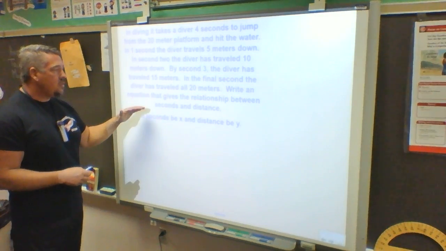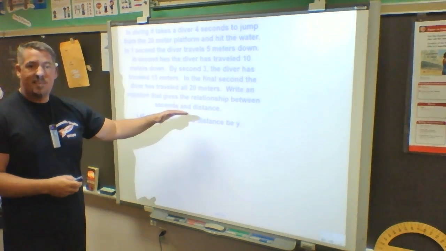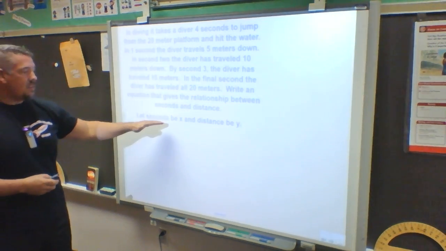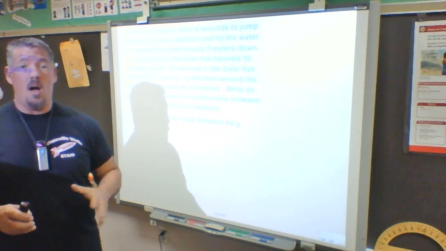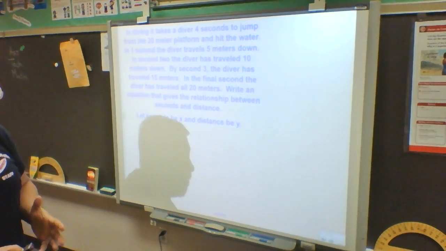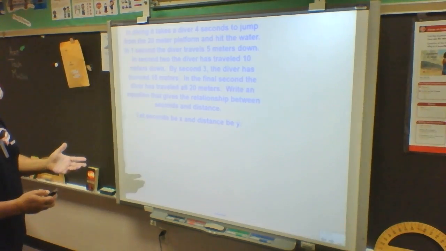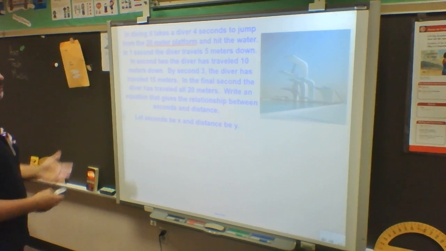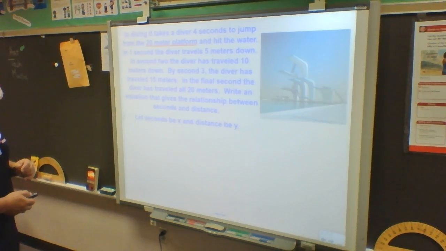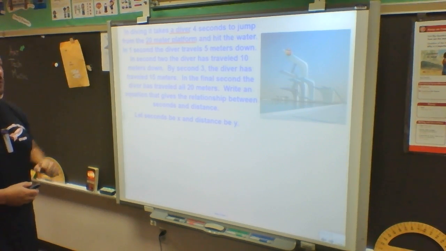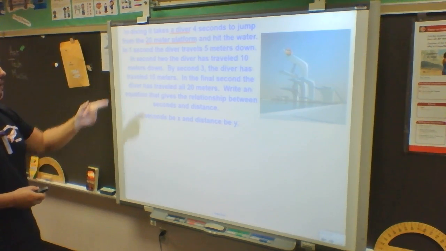Write an equation that gives the relationship between seconds and distance. Let seconds be X and distance be Y. Now that sounds like a really complicated scenario, but it's not. So let's look at what it's talking about so we truly have a good comprehension of what we're being asked to do. So we're talking about a 20-meter platform, right? Way up there. We have somebody that's diving off of it. Okay? So that information really isn't pertinent other than the 20.